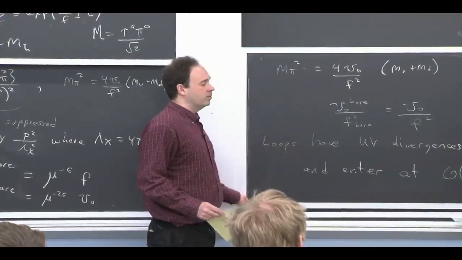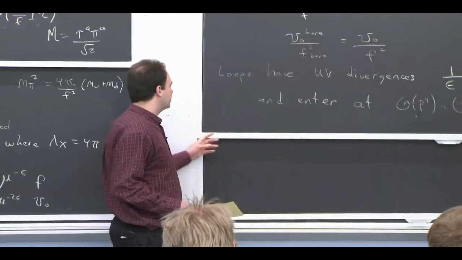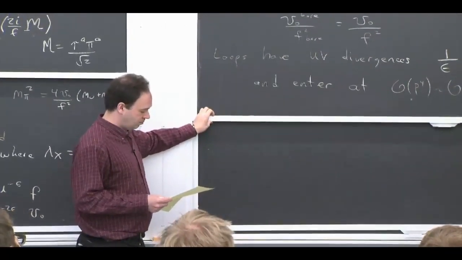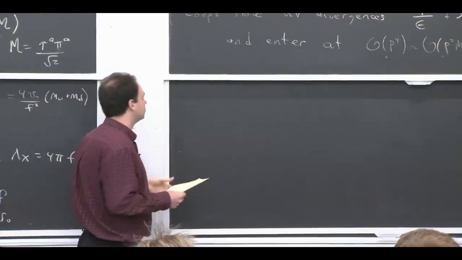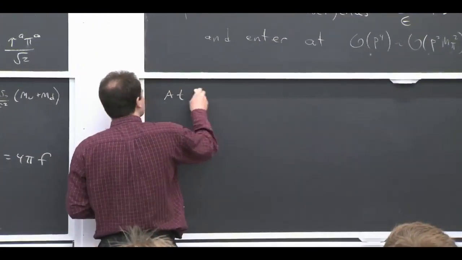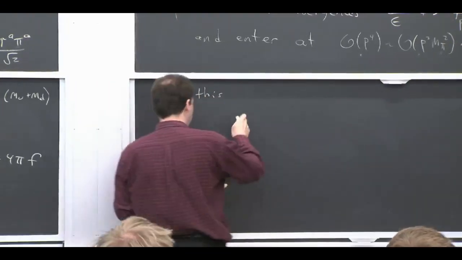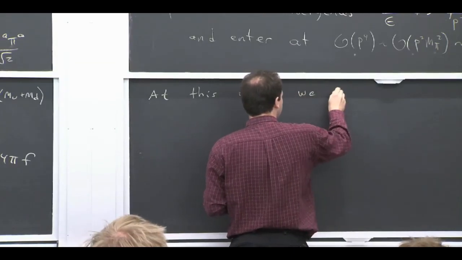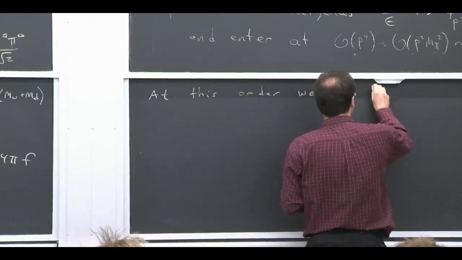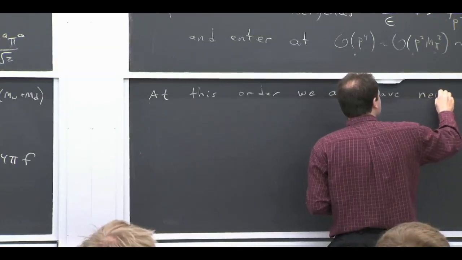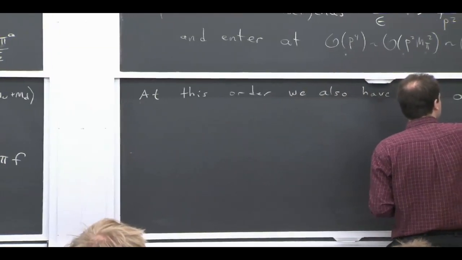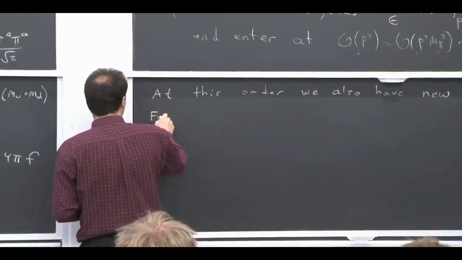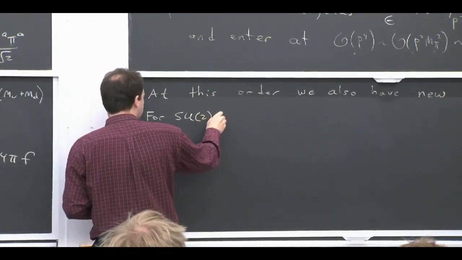So to cancel that 1 over epsilon, we need a counterterm. But it's not a counterterm in that Lagrangian. It's a counterterm in the higher order Lagrangian. So we're not done by just calculating the loop. We have to actually include some higher dimension operators that are the same order in our power counting. So we'll talk about SU3 a little later. I'll start out by talking about SU2.